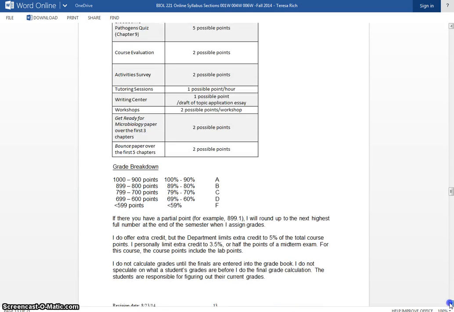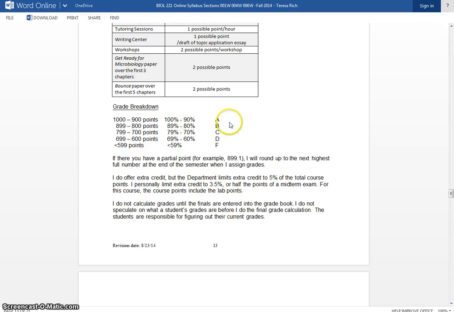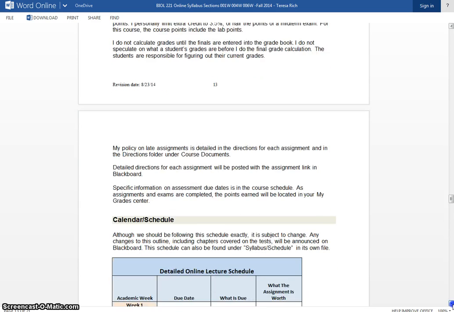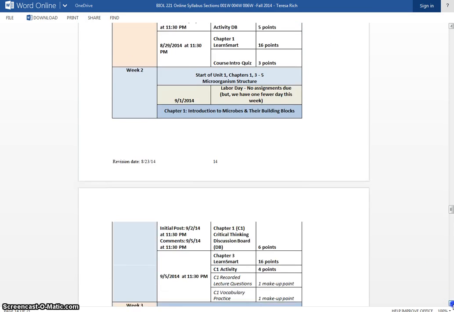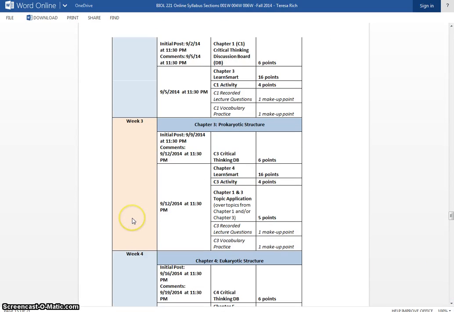Okay. So here's the points breakdown. Basically 90% A, 80% B. That's fairly straightforward. I'll let you read the rest of this. And here's the calendar. Now you'll notice I have this in 2 places. I have this here in the syllabus, and I also have this under the syllabus button by itself. In other words, I don't want to make you have to scroll to the end of the syllabus each time you want to take a look at the calendar. And that is the syllabus for this course.